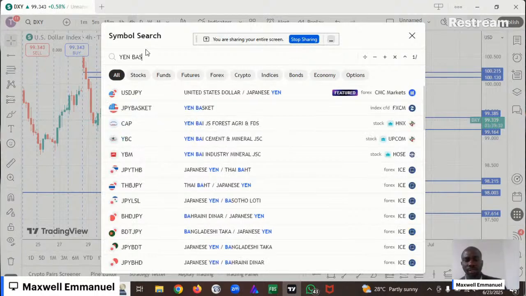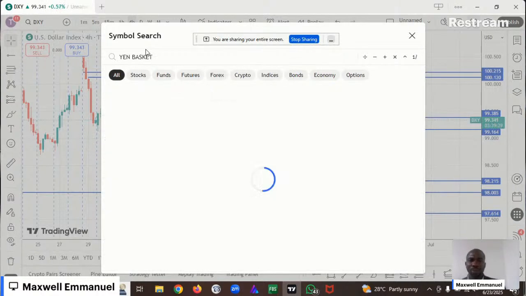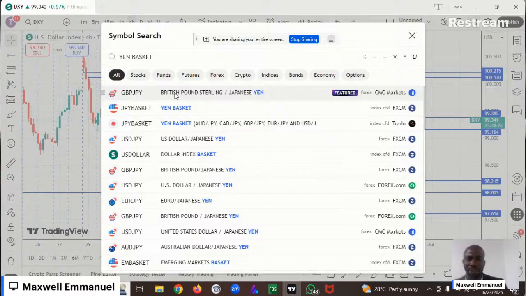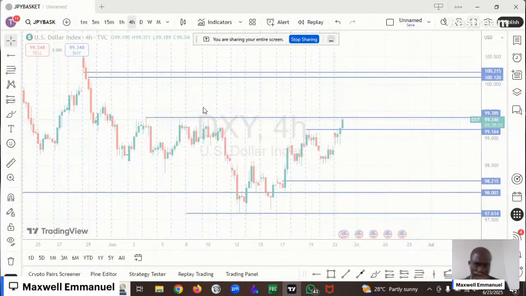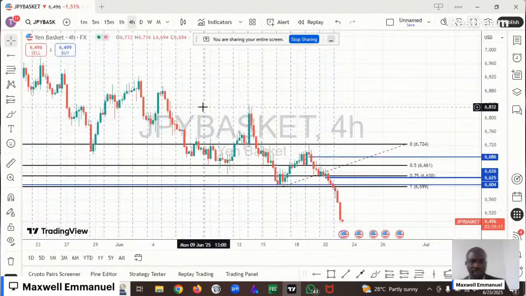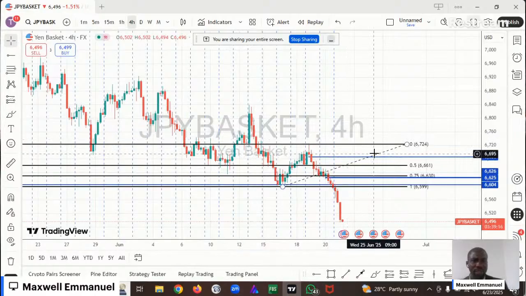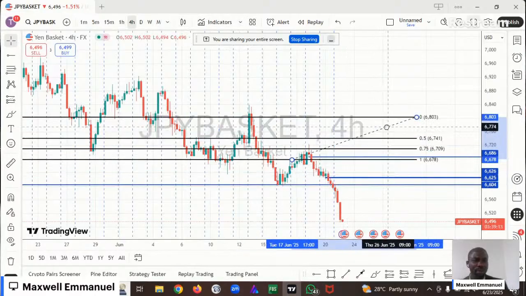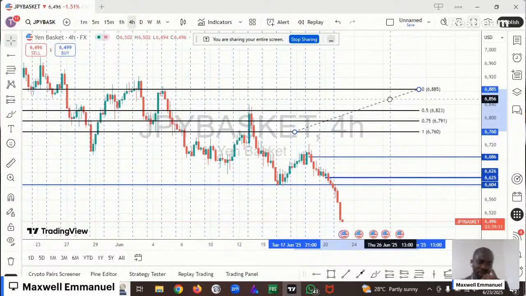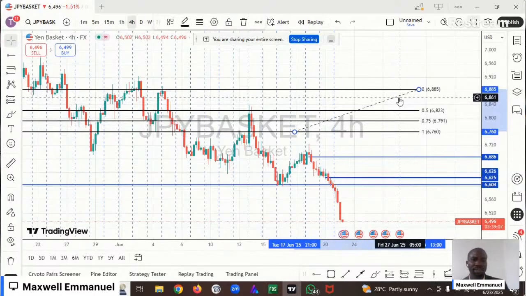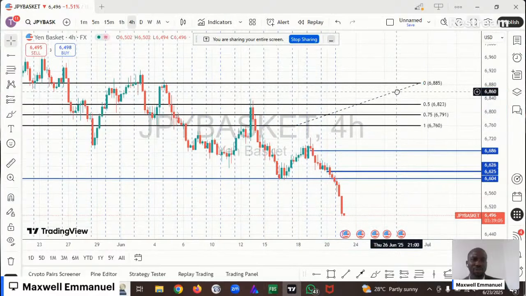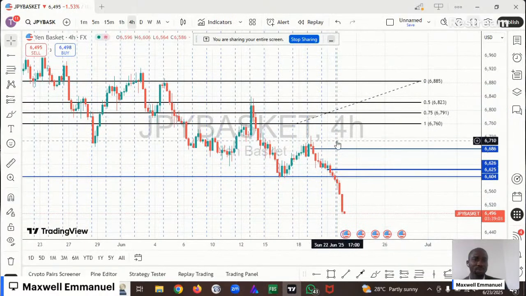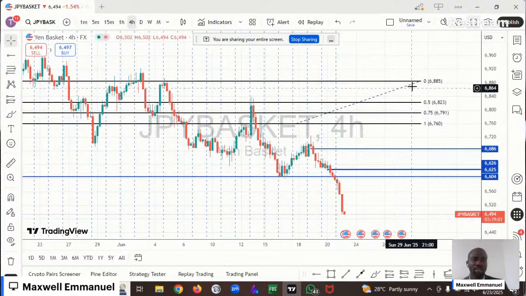Yen basket. Fundamentally, I expect dollar to be bearish, because dollar has joined Israel in fighting Iran. So I believe that should be negative for the dollar, but I'm shocked that dollar is bullish at the moment.